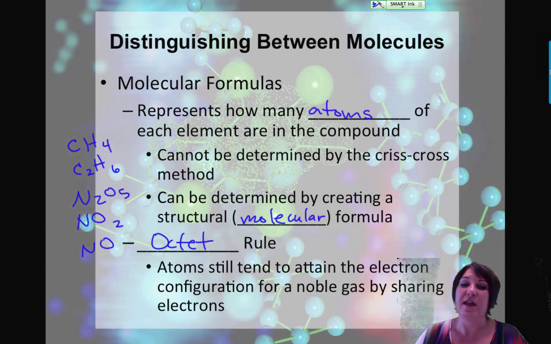Generally speaking, atoms tend to attain the electron configuration for noble gas by sharing electrons. So however we put them together, everyone needs to have 8 electrons around it to be considered stable, except for hydrogen that only has 2. So for molecules, what you'll find is atoms of different elements combine according to the octet rule. And that's it for atoms, isotopes, and molecules.